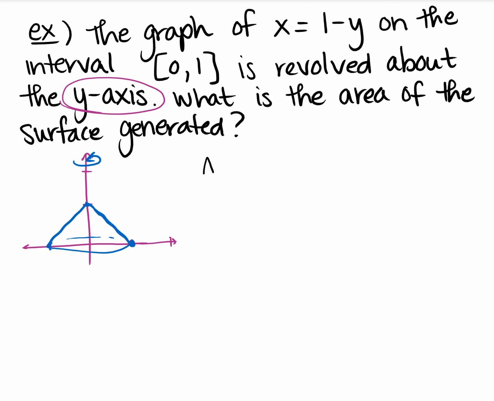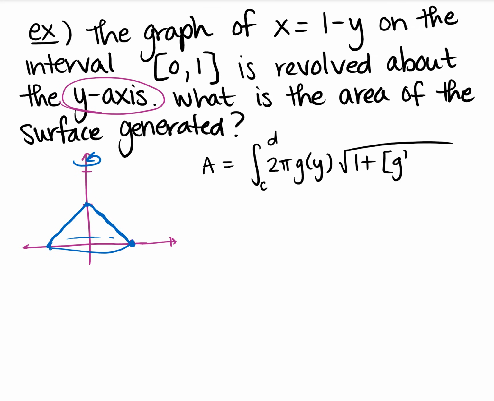So remember, our surface area is going to be given by the integral from c to d now because it's in terms of y, 2 pi g of y times the square root of 1 plus g prime of y quantity squared, dy. This should be pretty easy. Again, this is the length of the curve, and this is the circumference of the revolution.